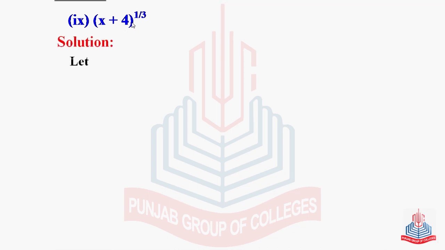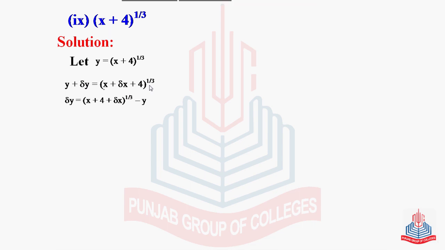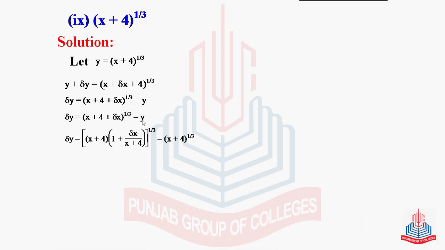Let y is equal to x plus 4 raised to the power 1 by 3, and y plus delta y is equal to x plus delta x plus 4 raised to the power 1 by 3. Delta y will become x plus 4 plus delta x raised to the power 1 by 3 minus y. Just put the value of this y, x plus 4 raised to the power 1 by 3, and from here we can take x plus 4 as a common factor, which we already discussed in our previous parts. Just to make a binomial series, we have taken x plus 4 as a common factor from this bracket.